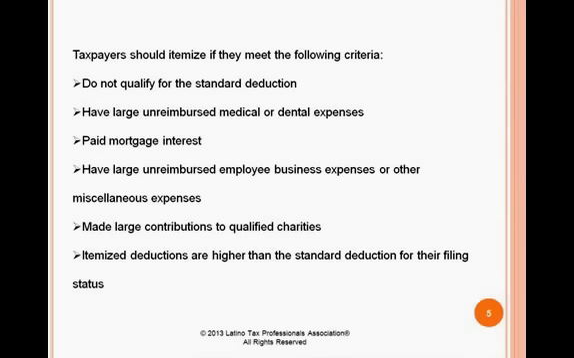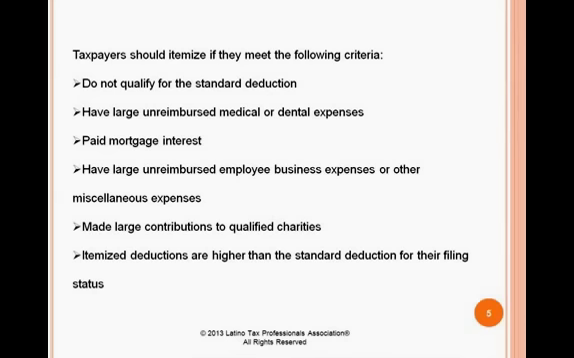Or have a large unreimbursed employee business expenses. I have several correctional officers that fall under that category. A lot of business expenses with their work that they pay for out of pocket that allows them and makes the itemized deductions amount larger. Or made large contributions to qualified charities. There's another one that could potentially. It's never a bad thing. It's always an easy, quick thing to do.